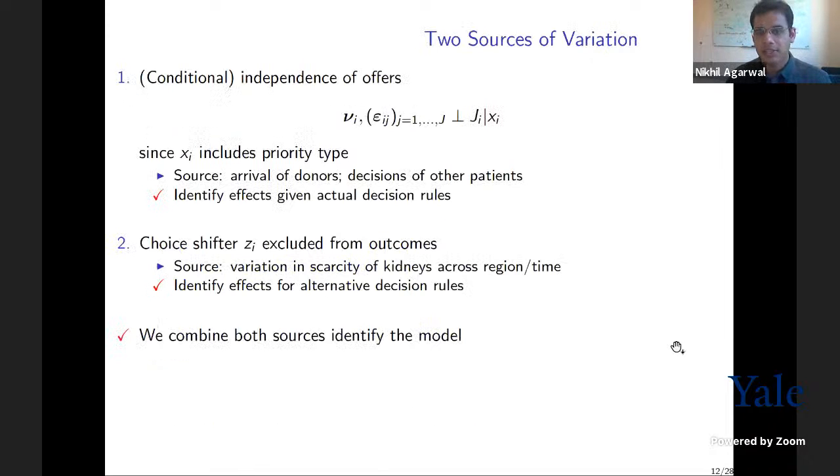Great, so let's talk about identification and estimation. So we're going to use two sources of variation in order to identify our model. The first thing is that we'll assume that offers are independent of the unobservables in the model, conditional on the patient characteristics that we are controlling for.